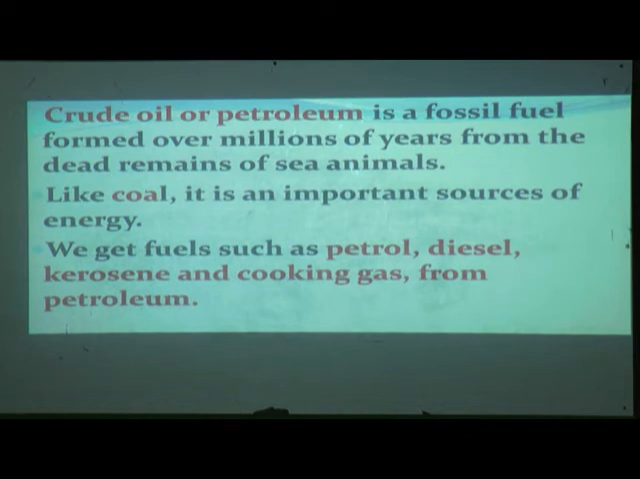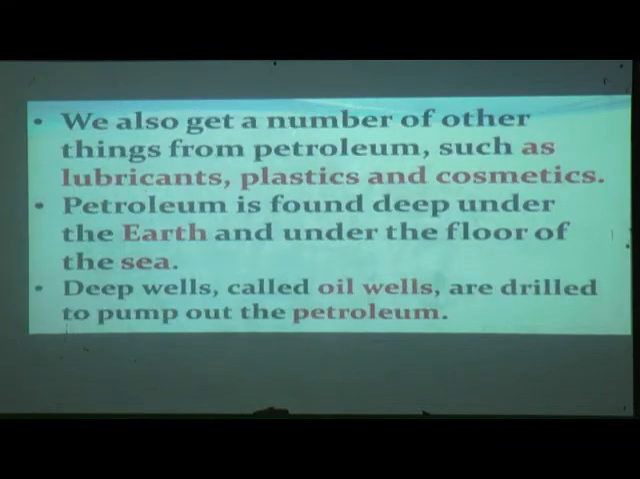From the main petroleum, through processing we can get so many things. We also get a number of other things from petroleum such as lubricants, plastics and cosmetics. Petroleum is found deep under the earth and under the floor of the sea. Deep wells called oil wells are drilled to pump out the petroleum.